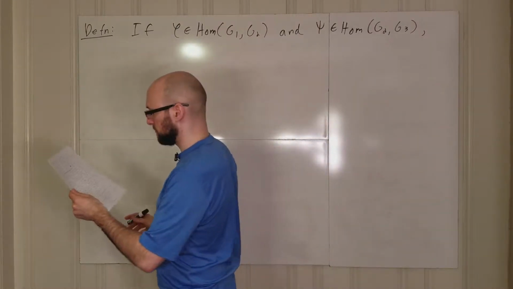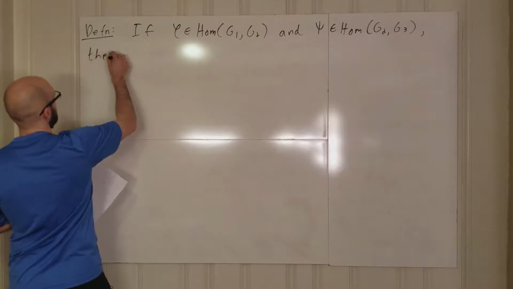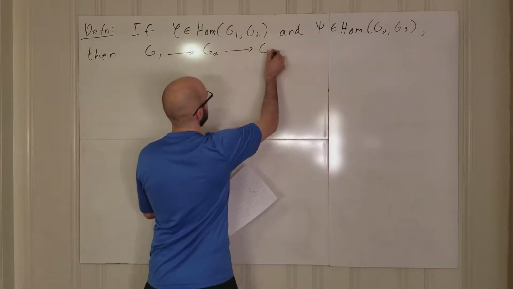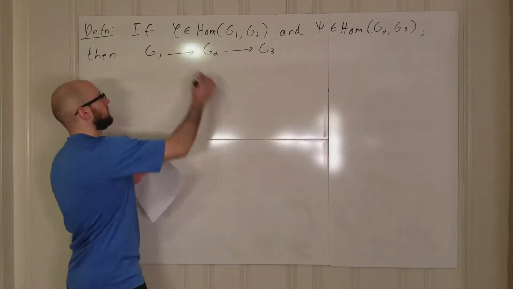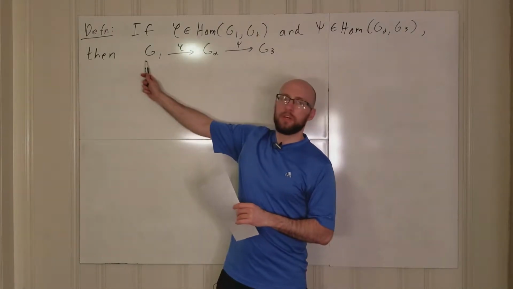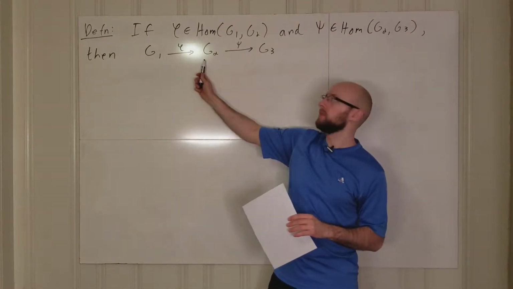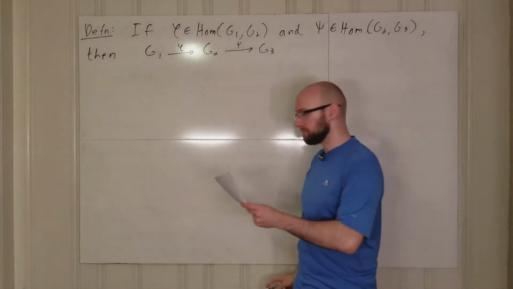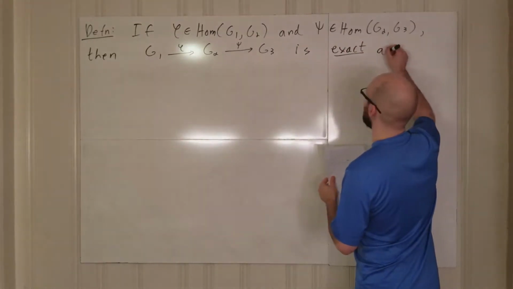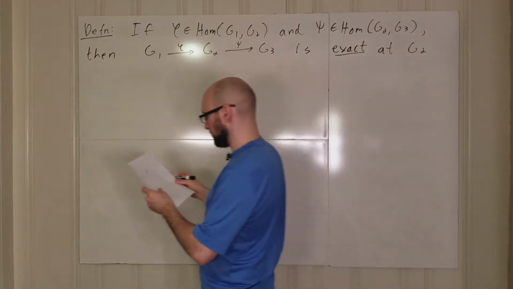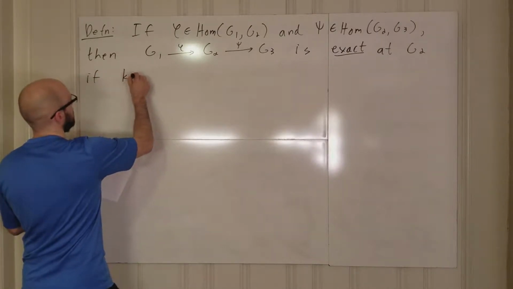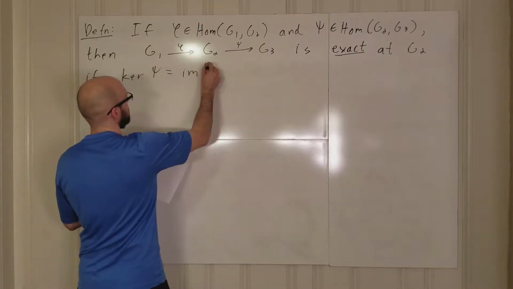So if this and this, then this diagram, G1 to G2 to G3, so these are like a sequence of functions. So if we consider the group G1, and then we have phi which maps G1 to G2, and then we have psi which maps G2 to G3. This is exact at G2 if the kernel of psi is equal to the image of phi.